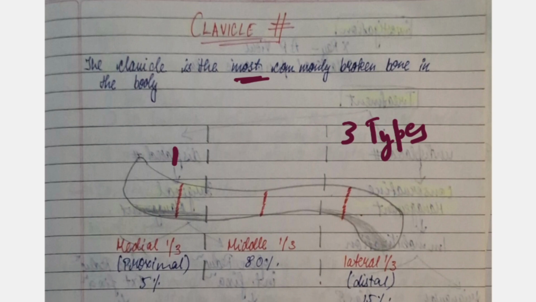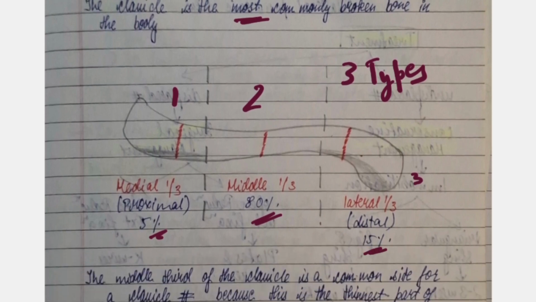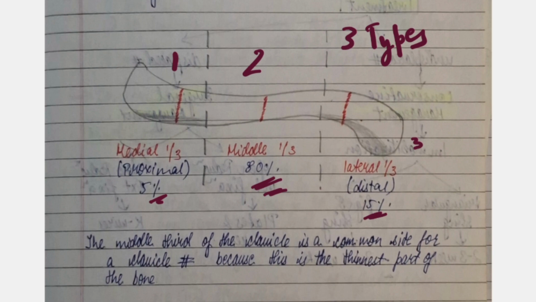First, medial or proximal, which is the least common. It consists of 5% of all clavicle fractures. Then medial 1/3, which is the most common of all clavicle fractures, consisting of 80%. Then third, lateral or distal clavicle fracture, which consists of 15%. Medial 1/3 clavicle fracture is the most common because this is the thinnest part of the bone.